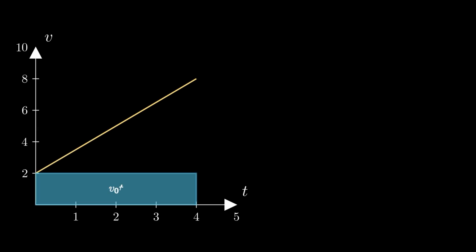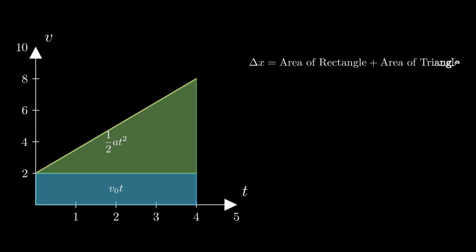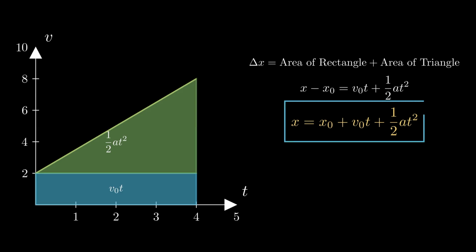Now, what if the object already had an initial velocity? The graph starts higher up. To find the total displacement, we just split the area into two simple shapes, a rectangle and a triangle. The rectangle's area is v sub 0 times t, and the triangle's area is 1/2 a t squared. Add them together, and you've just visually derived the most intimidating kinematics equation.